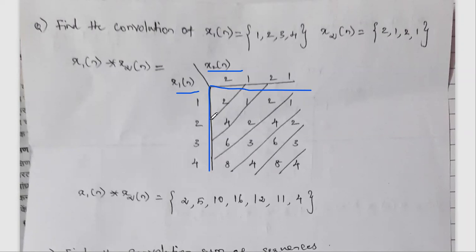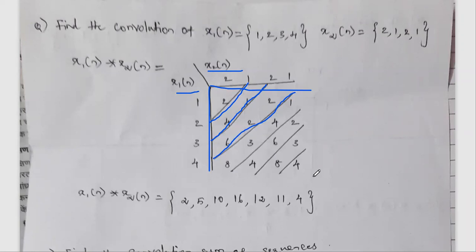After multiplying all values, you just split the elements diagonally. In the first diagonal separation, only one element is there. Then next you split diagonally, so in the second diagonal, 2 elements will be there. Then the third diagonal, 3 elements. Then 4 elements. Then again it reduces to 3, 2, 1.